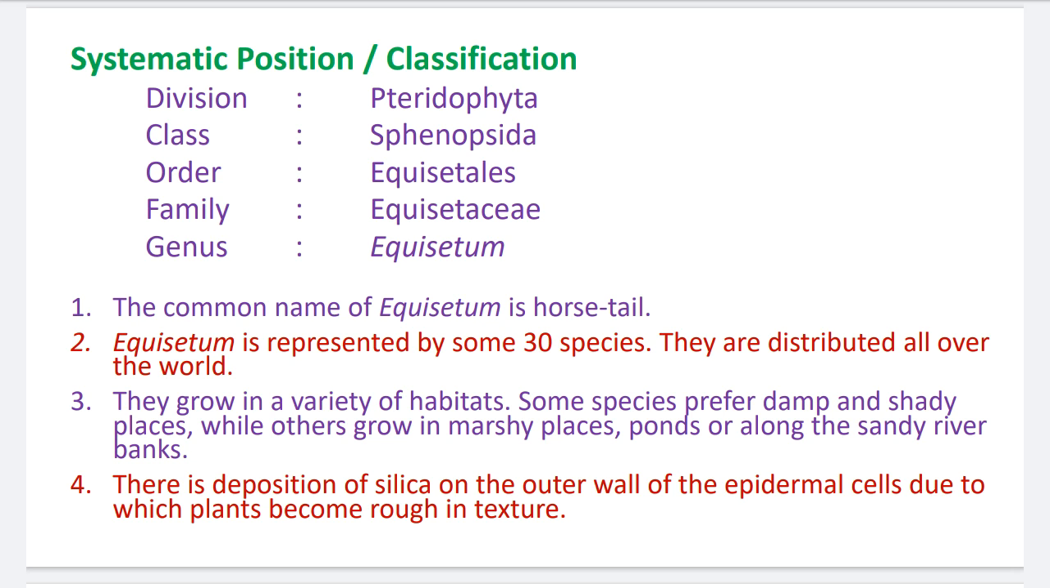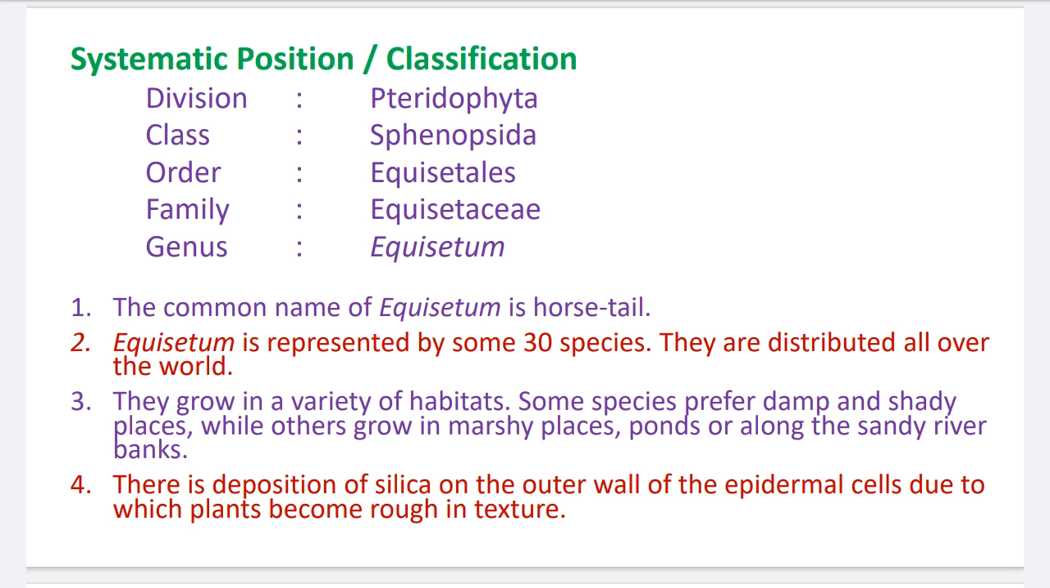Number 3. They grow in a variety of habitats. Some species prefer damp and shady places, while others grow in marshy places. Marshy means water saturated areas. Then ponds or along the sandy river banks. It means they show diversity in their habitats: damp and shady places, marshy places, along ponds and sandy river banks or beaches.